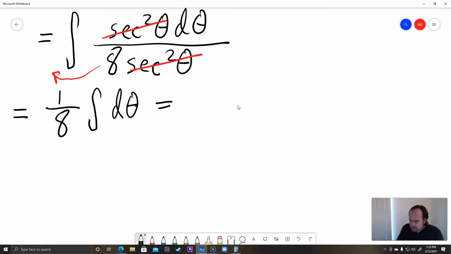Okay, so that means we just have 1 over 8 times theta. Of course, that's not the whole problem. Remember, theta was a dummy variable. We did trig substitution. So now we have to rewrite theta in terms of the original variable x.